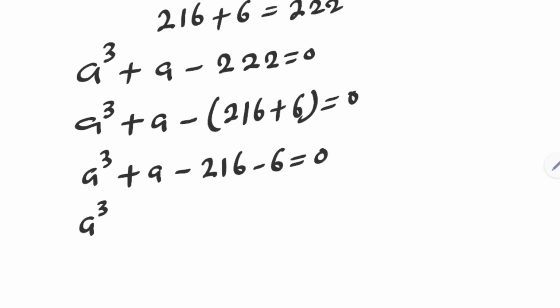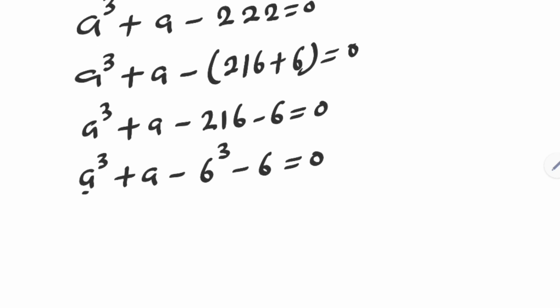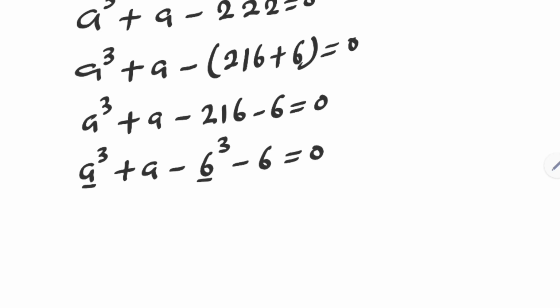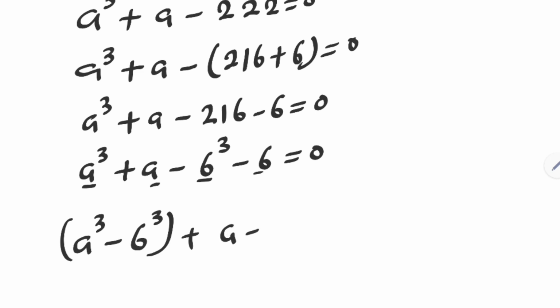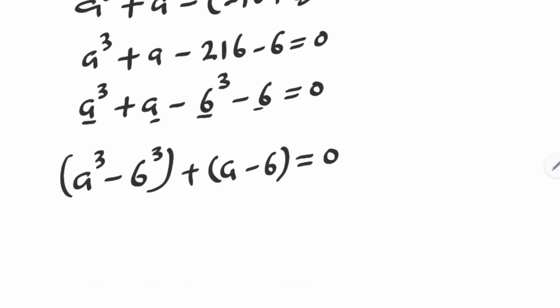A raised to power 3 plus a minus 216 is 6 raised to power 3 minus 6 is equal to 0. Now, this is a raised to power 3 and this is 6 raised to power 3. A raised to power 3 minus 6 raised to power 3 bracket plus, this is a and this is minus 6. A minus 6 is equal to 0.